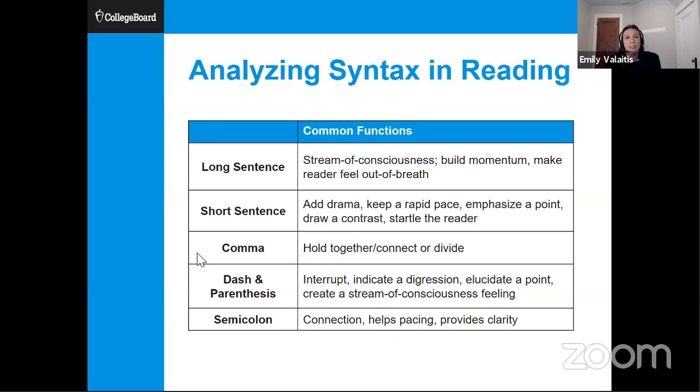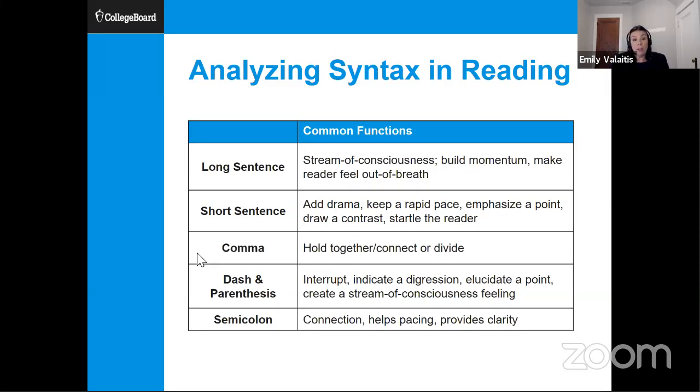It's like your commentary. So you might identify an example of a long sentence, and then in your analysis, you might talk about how it builds momentum, makes the reader feel out of breath. So what's on the right-hand side of that chart would be your analysis, your commentary. If you didn't join us on Friday, you can go back and view that session, or you can follow along here, considering how you might apply this list to your own work.